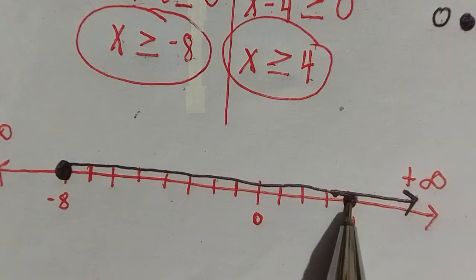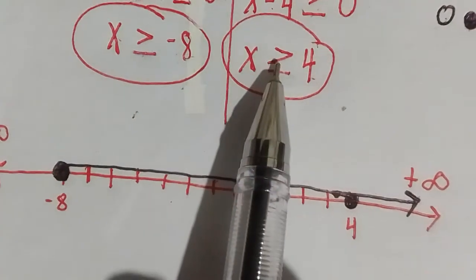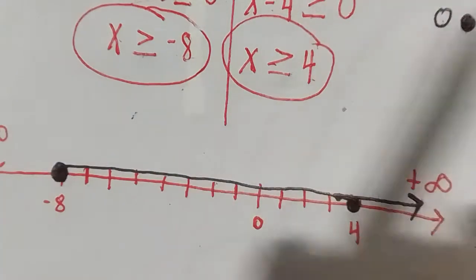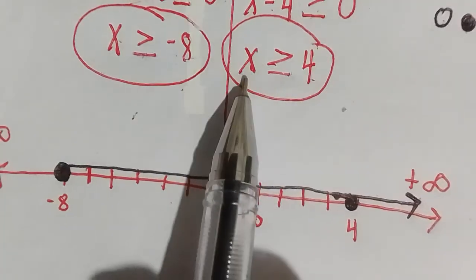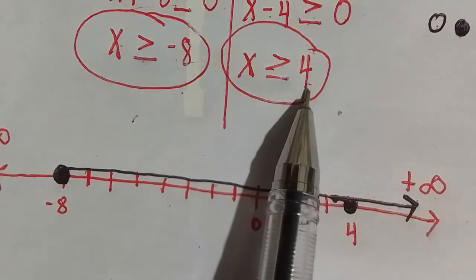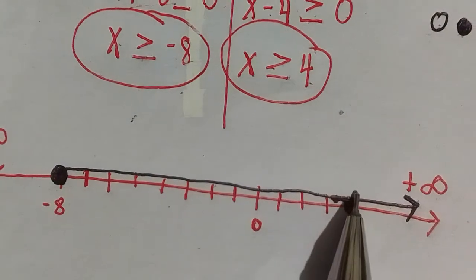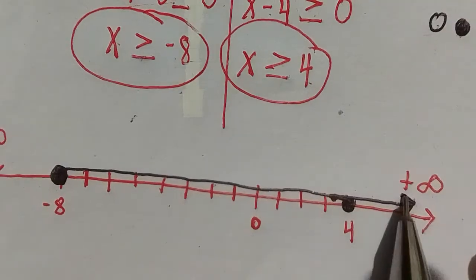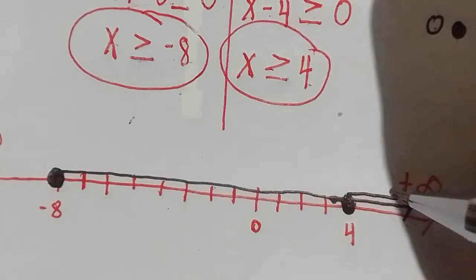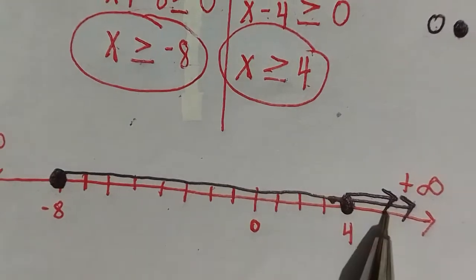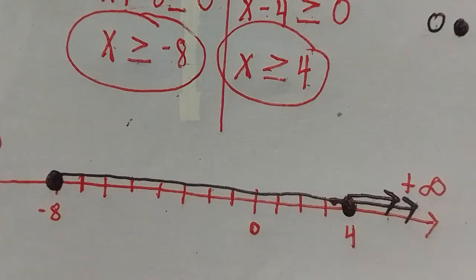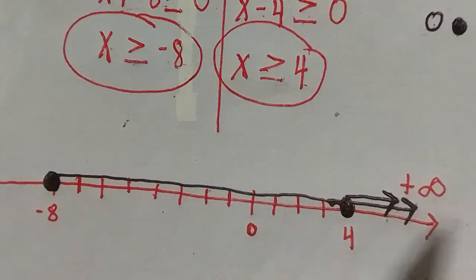Next, x is greater than or equal to 4. Here is our 4. And from the inequality sign, going to the right. Ang point niya is to the right. And then, if imong basahon ang equation, ingon siya nga x is mas dako pa or equal to 4. So, ang mga values nga mas dako pa sa 4 is to the right, to the positive infinity. So, from here, mag-shade na ta going to the right.